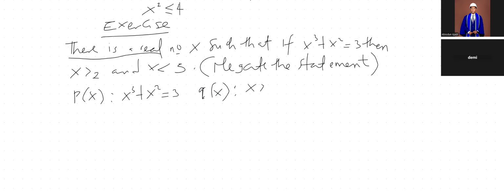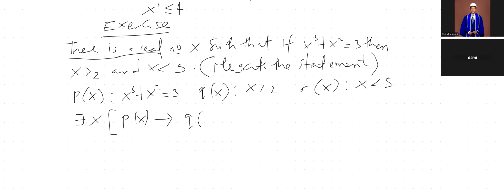Then there is a real number. What does it mean? It means there exists a real number x, then we have our p of x implies q of x and r of x. So these are statements.